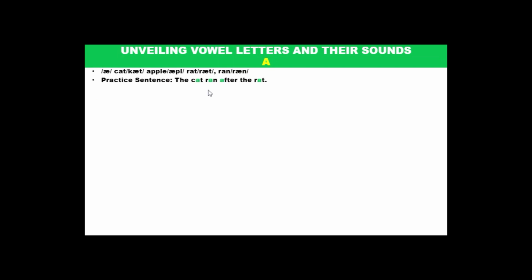Let's take a practice sentence. The cat ran after the rat. Now take note of the A in cat, ran, after, and rat. Now, the letter A also represents R as in park, far, car, and farm. Practice sentence. He parks his car at the park that is not far from the farm.